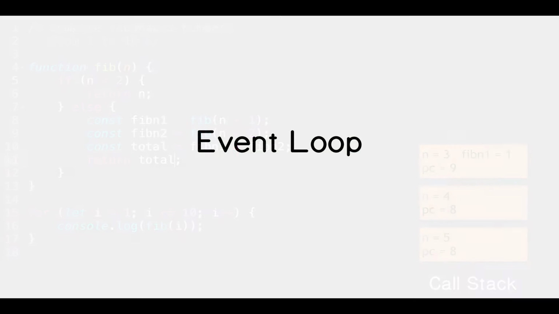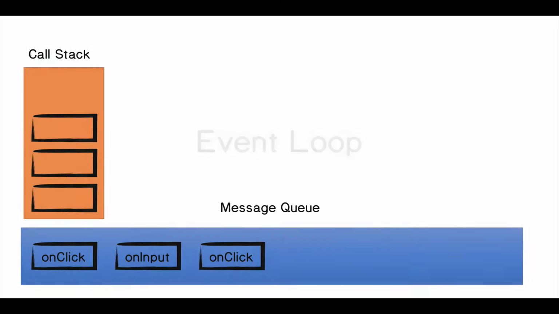JavaScript adds something called an event loop. So if you can imagine you're in a browser and you do things like you're clicking stuff or you're typing into a text input box, JavaScript has what's called a message queue. So if you click on something, this onClick event is added to the message queue. If you type a letter into a box, onInput is added to the message queue. So all these things are added to the queue, and they're processed in turn.